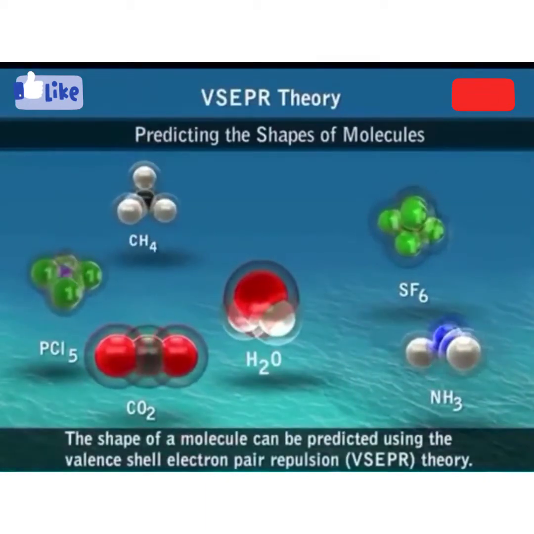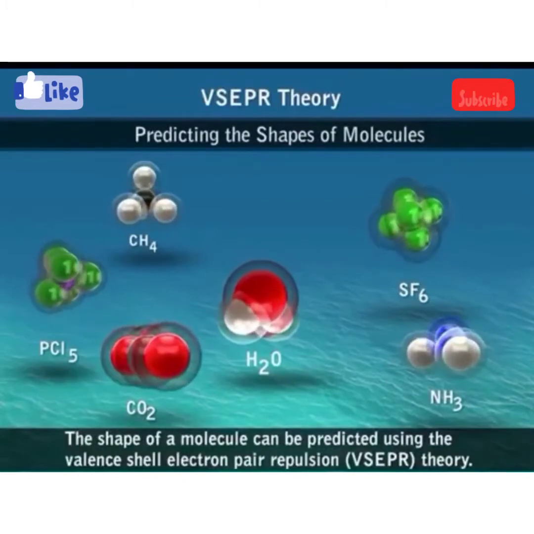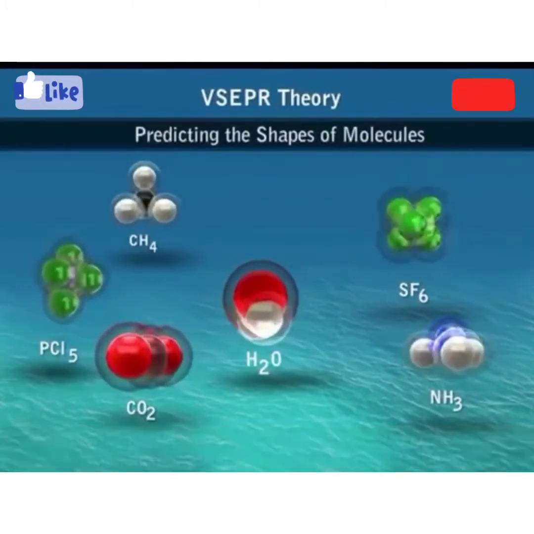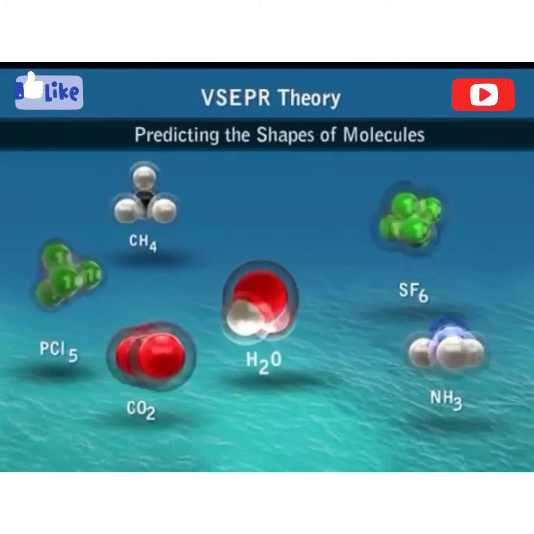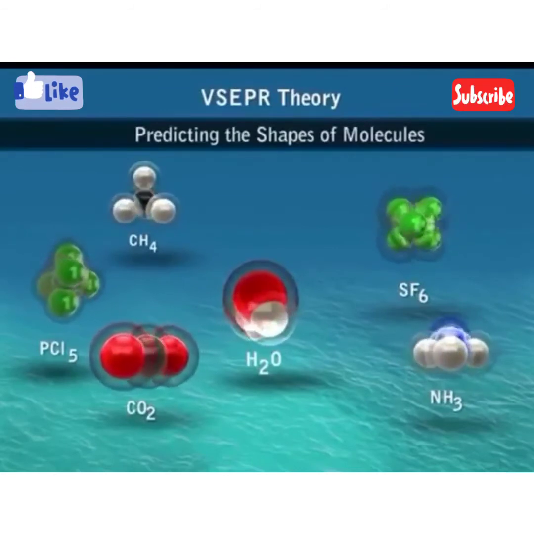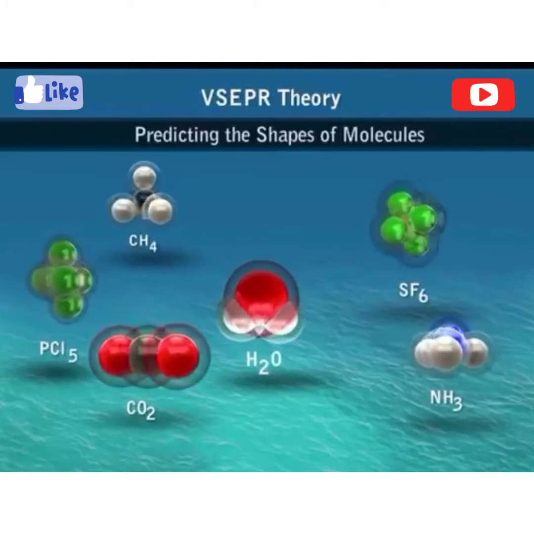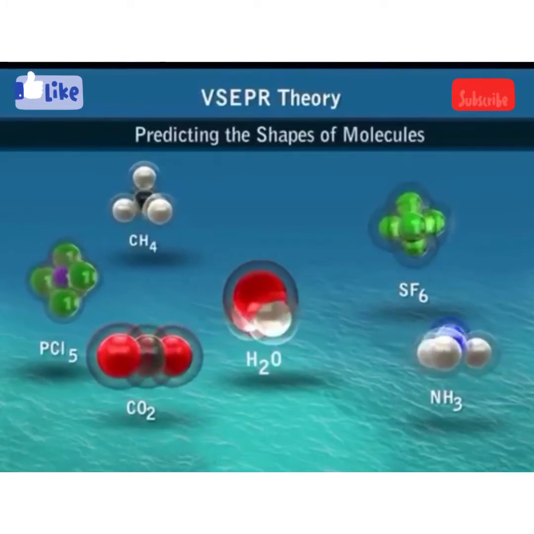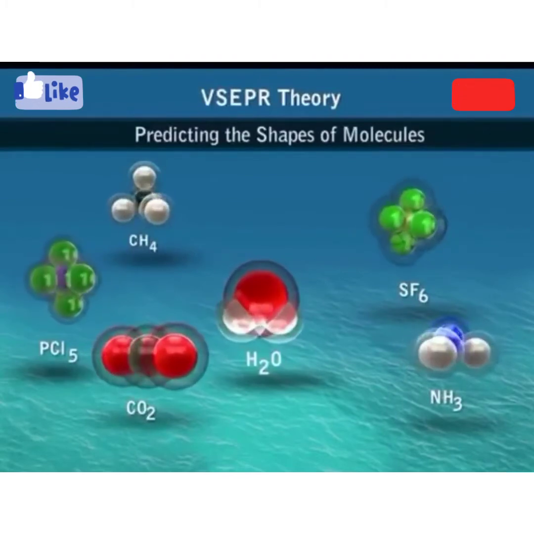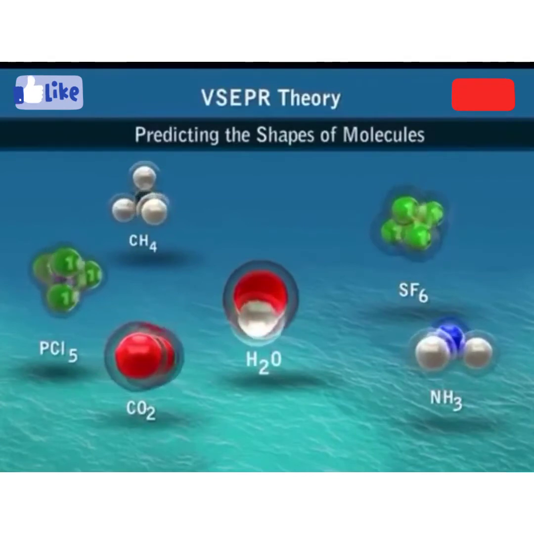The shape of a molecule can be predicted using the valence shell electron pair repulsion (VSEPR) theory. The VSEPR theory assumes that the arrangement of valence electron pairs around the central atom in a molecule determines its molecular geometry, that is, the molecular shape. How do we use the valence shell electron pair repulsion theory to predict the shapes of molecules? To understand this, let us first consider the assumptions made by the VSEPR theory.